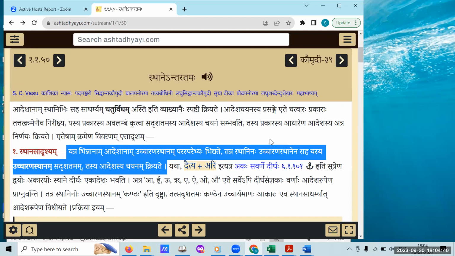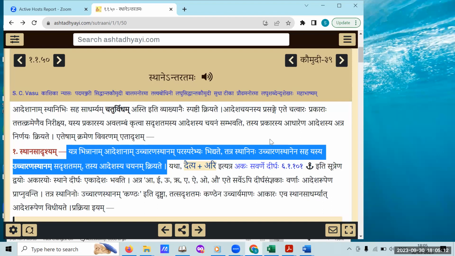So now you have 4 things. Ya is talu, right? Va is dantoshta. Ra is murdha. And la is what? Danta. What is the sthana of E? Talu. Which is closest now, you tell me, to the sthani? Closest is ya. Therefore, E should be replaced by what? Ya.